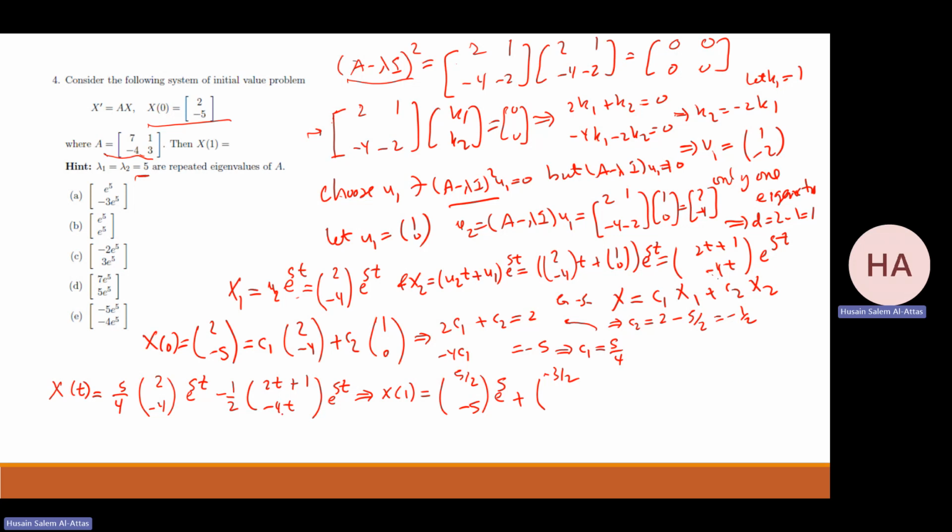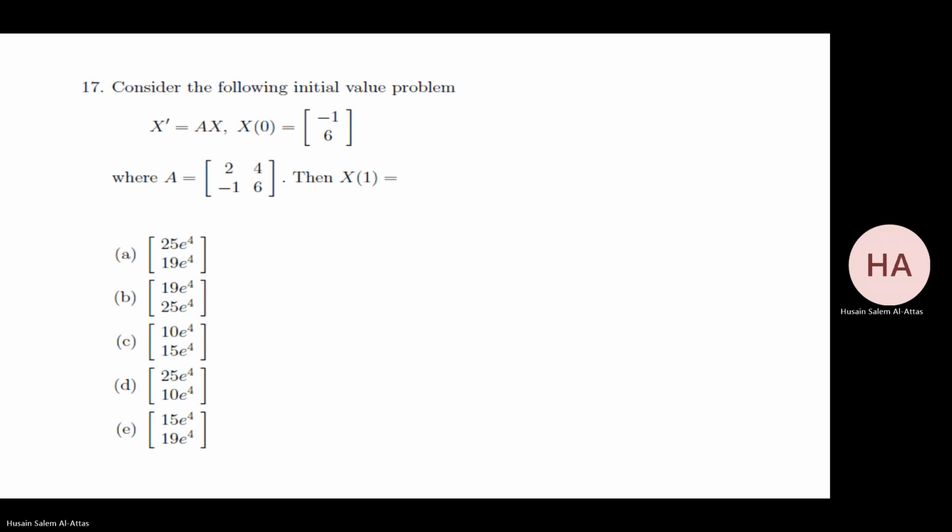Okay. And here I have what? At t equal 1, I have 2, e to the power 5. So 5/2 minus 3/2, that will be 1. Minus 5 plus 2, that's minus 3, which is the correct answer. So that is e to the power 5 times (1, minus 3), which is this one. Strange numbers. Okay. This one.